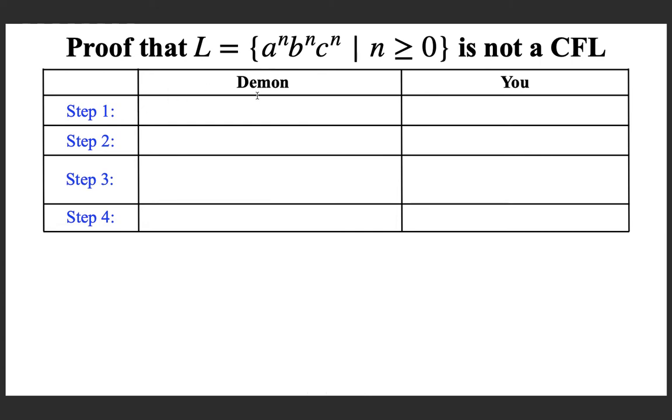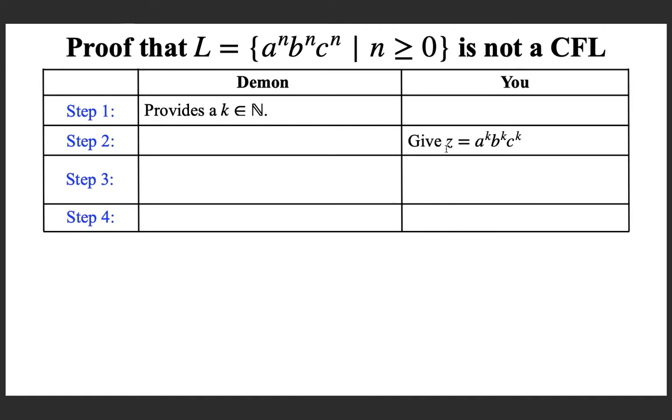The demon is giving you a natural number k. You don't have any control over the demon or your opponent, so don't assume any condition about k, which is a wrong step if you do it in the proof. Okay, it's just a natural number.